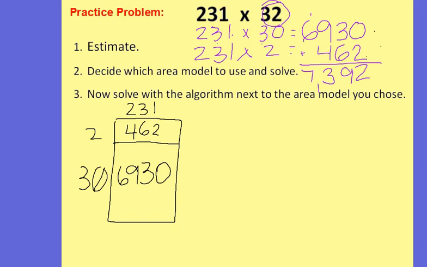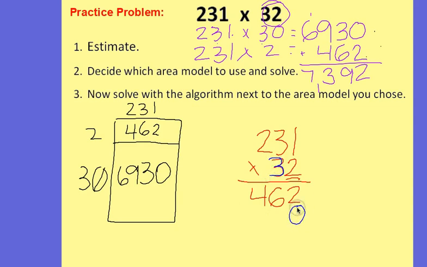So now I want to confirm my answer using standard algorithm. 231 times 32. Start with my ones. So 2 times 1, 2 times 3, 2 times 4, 2 times 2 is 4. Now I'm moving to my tens. I'll mark that place. Remember, the only reason I change colors is so that you could see how I'm lining up my values. 3, 9, 6. I'll add those up.